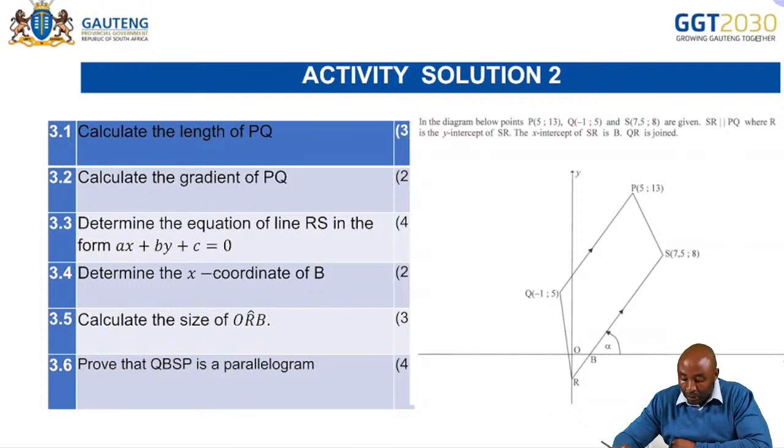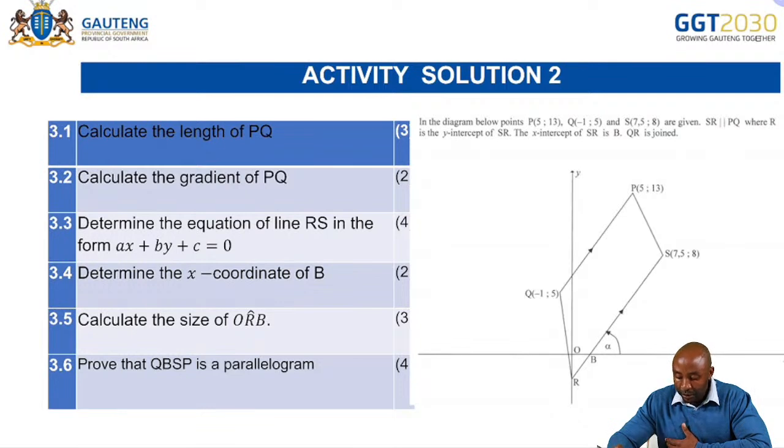So the length of PQ, we are using the distance formula. That one is not a problem. 5 minus negative 1, 13 minus that, we get the answer, and we should get our distance there using the calculator. The gradient of PQ, we are able to get it: 13 minus 5 over 5 minus 5... we'll get it as 4 over 3. The equation of a line RS in the form AX plus BY plus C is equal to 0.